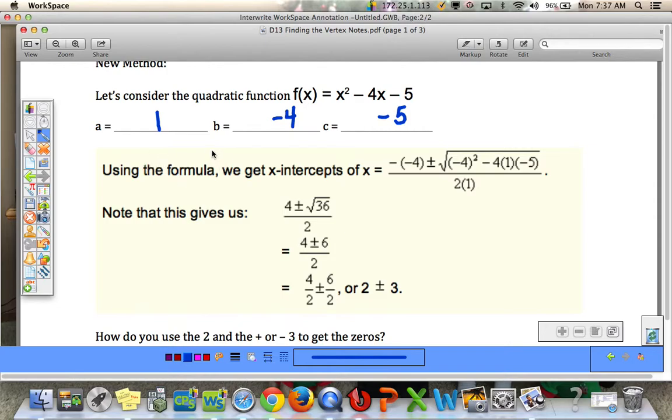Using the quadratic formula, we can get the x-intercepts by plugging in. x equals opposite b plus or minus the square root of b squared minus 4ac all over 2a. And so here the work is shown for you. Note that gives us 4 plus or minus the square root of 36 over 2. Remember again, if I ask you to use the quadratic formula, I would want to see this work, these two steps shown. We would have 4 plus or minus 6 over 2, and that gives us 4 over 2 plus or minus 6 over 2 if we divide this up, or 2 plus or minus 3. Now, the question is, how can you use the 2 and the plus or minus 3 to get the zeros?